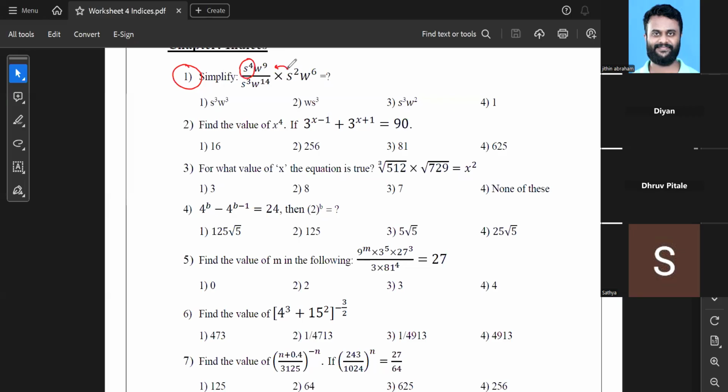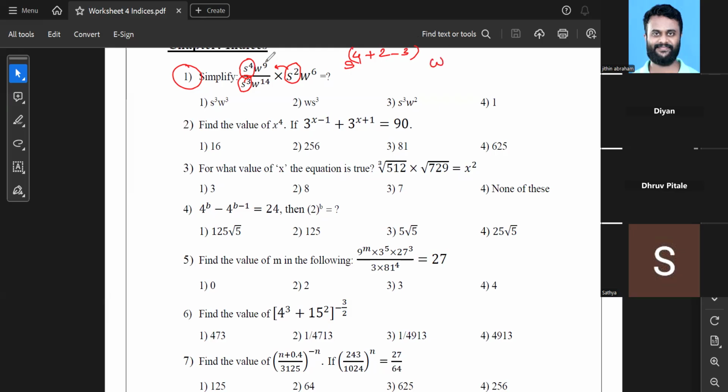First let me deal with all the s's together. First of all, I have s raised to 4. Then multiplication, I'll put plus. Then I have s raised to 2. Then division. Division means minus. Then I have s raised to 3, which means I'll write 3 over here. So this is the whole power of s.